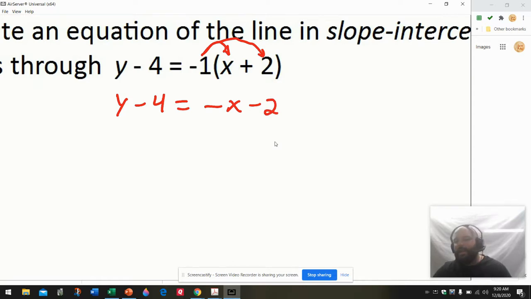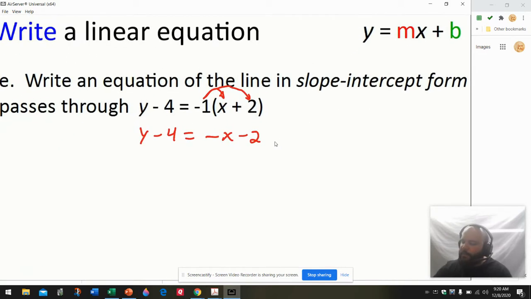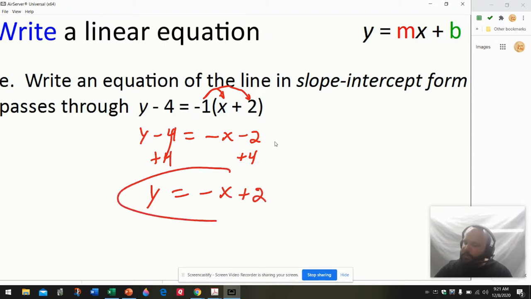And so now you can see we don't have any more parentheses, which is a good thing because we're trying to get it into slope-intercept form. And slope-intercept form doesn't have any parentheses. The last thing that we need to do for slope-intercept form is to get the y by itself. In order to get the y by itself, we need to get rid of this 4 right there. And so to get rid of that 4, we're going to add 4 to both sides. Now, if you notice, I am lining up the +4 with the like term, -2. Okay, so then these will cancel, and I'm left with y equals -x plus 2. There is your final answer.